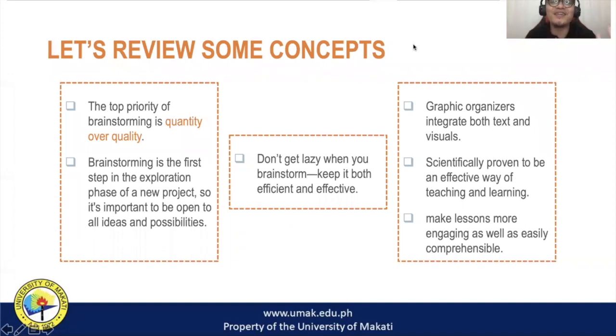Okay, so those are all the graphic organizers, you guys. There are so many of them, right? But again, I want to repeat myself. You choose a graphic organizer depending on the purpose. So now, before we go, let's review some concepts. The top priority of brainstorming is quantity over quality. Why? When brainstorming, you have to be able to gather as much information, ideas, and concepts as you can. And then you select from there, okay?